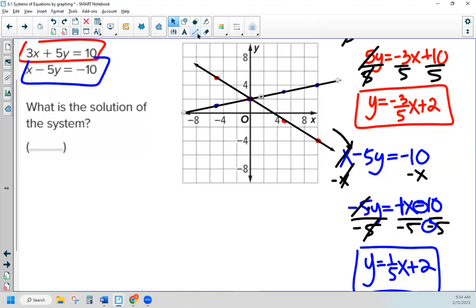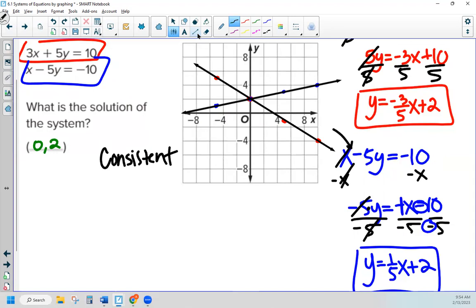Okay. There we go. It's very evident what the answer is. The answer is (0, 2). They intersect at (0, 2). What type of system is this? This has a solution, so it's considered to be consistent. Now, how many solutions do we have? Since we only have one solution, it is independent. These lines are independent of each other, right? They don't rely on each other.